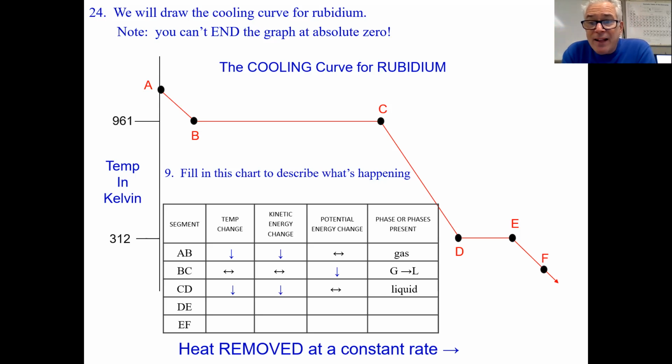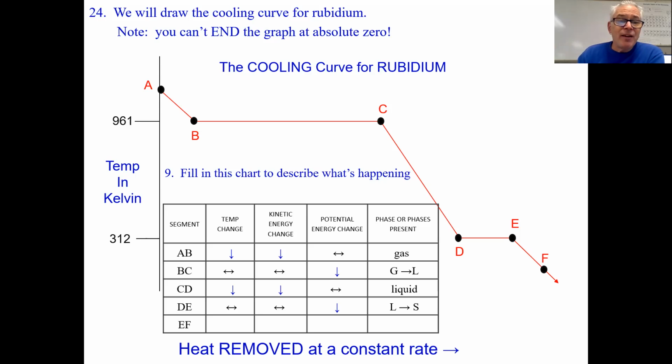From D to E, though, that's the other flat part of the graph. That's the freezing point. Could be the melting point in the other direction, but it's the freezing point. It's going from the liquid to the solid. Now, there's no temperature change. At D, it's 312 Kelvin. At E, it's still 312 Kelvin. We remove energy, but the temperature doesn't change. All the energy removal does is it lowers the potential energy. It changes it from a liquid to a solid. So the potential energy decreases.